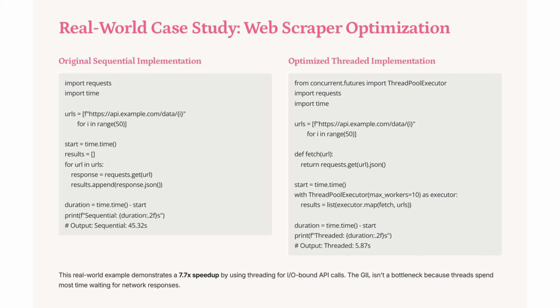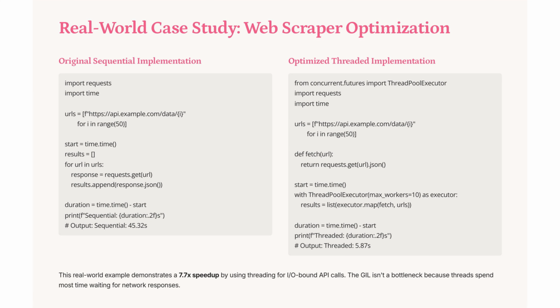In a real-world web scraper optimization, switching from a sequential to a threaded implementation using ThreadPoolExecutor significantly reduced execution time from 45.32 seconds to 5.87 seconds. This 7.7 times speedup highlights how threading efficiently handles I/O-bound tasks, as threads primarily wait for network responses, minimizing global interpreter lock impact.